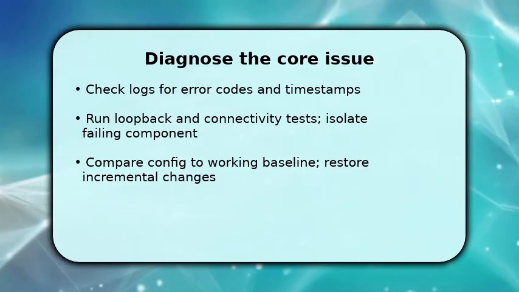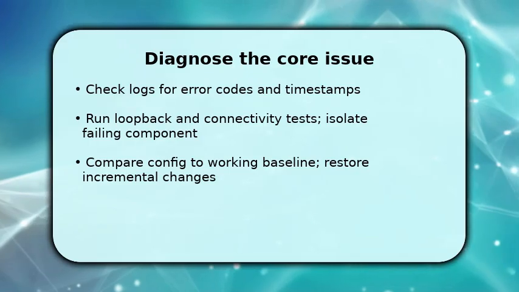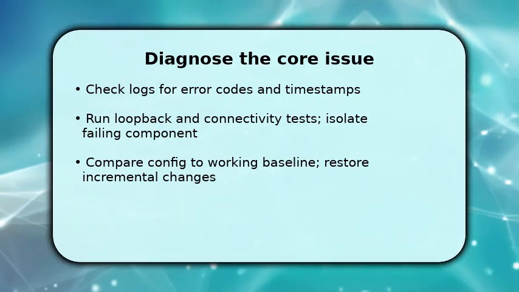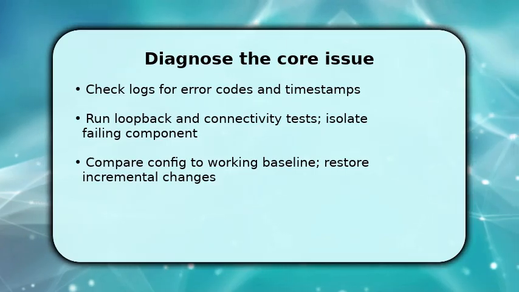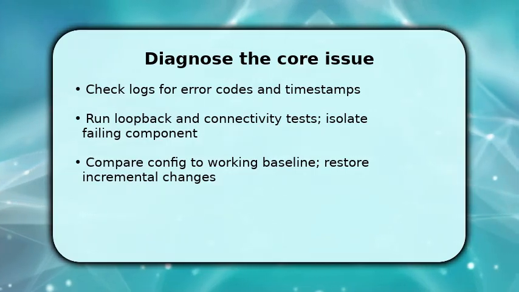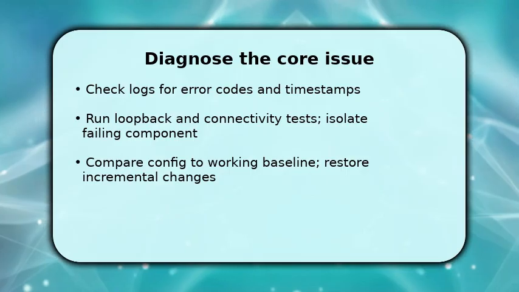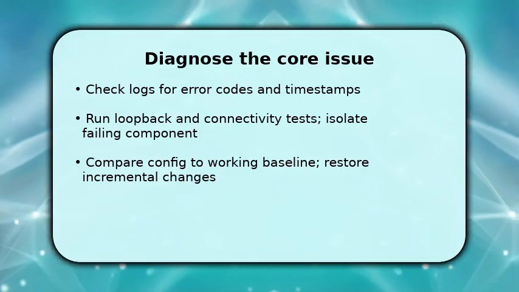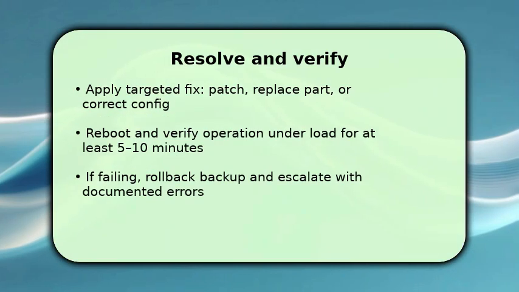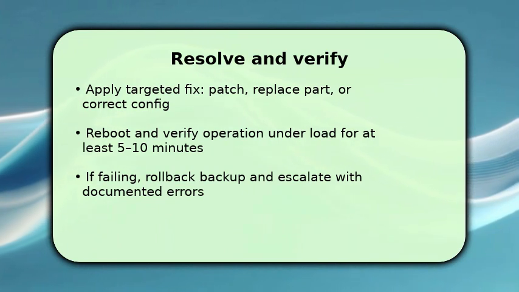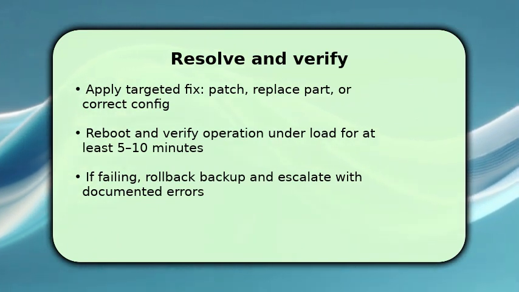If configuration differences appear, restore one incremental change at a time rather than a full reset so you can identify the offending setting. Use ping, traceroute, or built-in self-tests to confirm you apply the targeted fix, install the patch, replace the failing component, or correct the configuration parameter you identified.